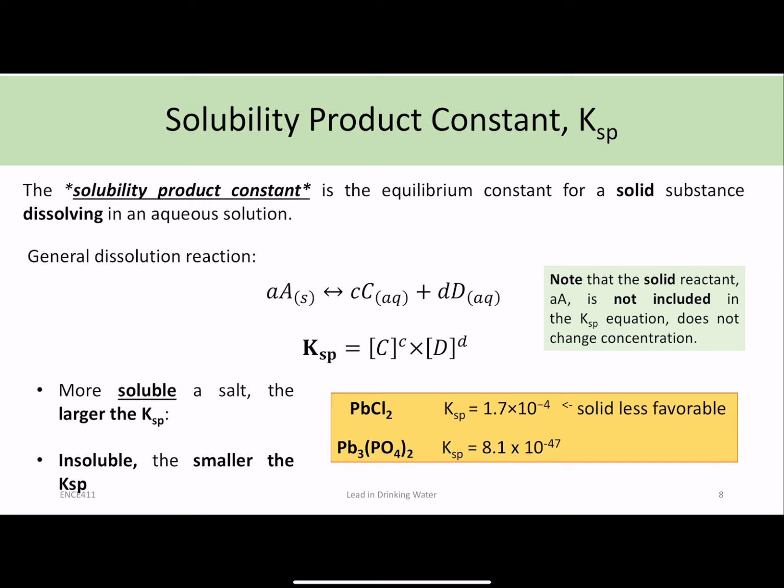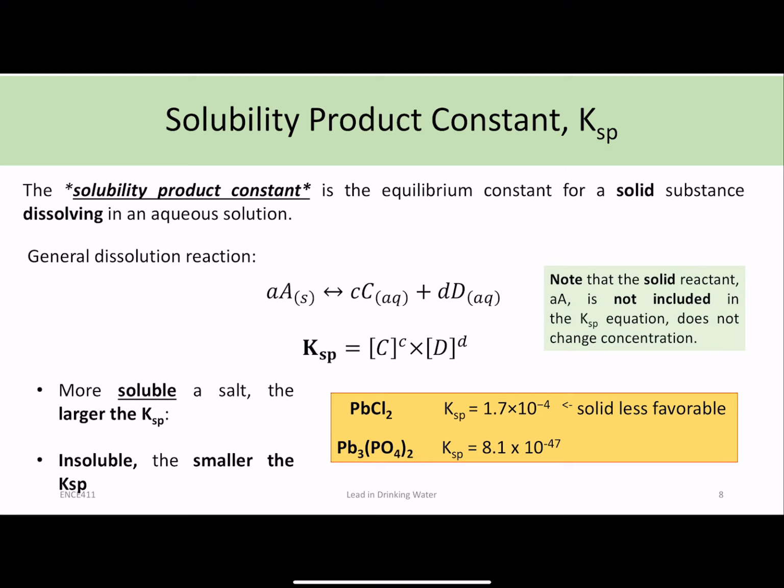So by looking at this, which compound do you think is soluble in water? Which one of these is soluble? I said when the constant is very small, it's not soluble. So which one is soluble there? The first one. This is soluble, and this is not soluble.